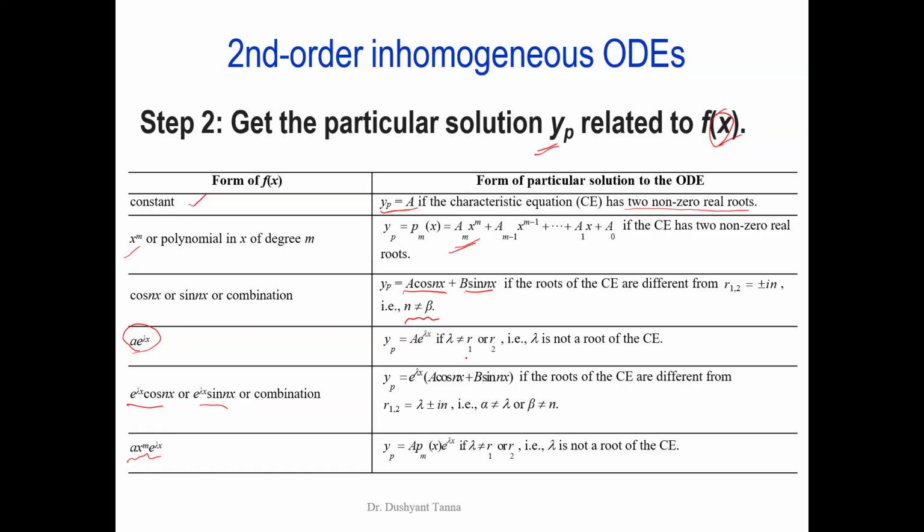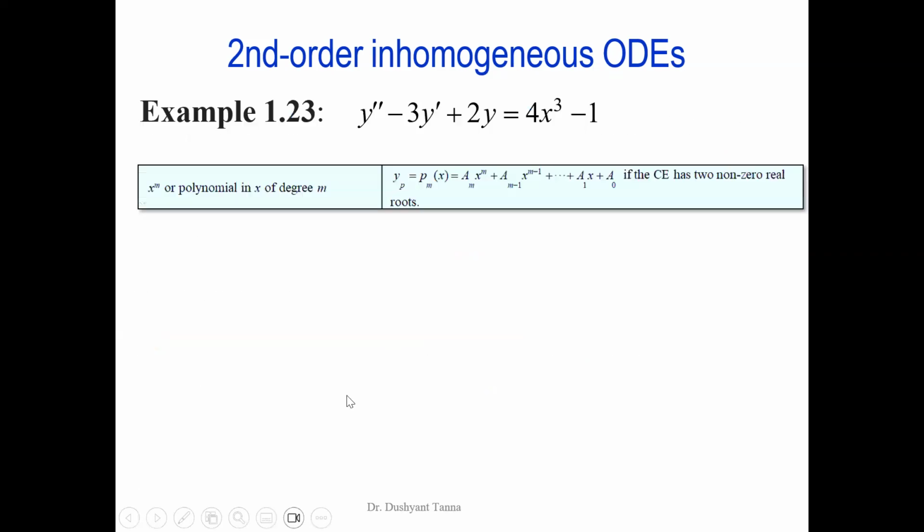For e lambda x, then yp is A e to lambda x. Of course, lambda should not be equal to any of the roots r1, r2 obtained in step 1. That is, lambda is not a root of the characteristic equation. What happens if it is? Again, we'll look at that later on. yp, if it is like this, e raised to lambda x, A cosine n x plus B sin n x. And again, the roots are lambda plus or minus in, right? Are different from this. So lambda is not alpha, n is not beta. yp is A P_m(x) e raised to lambda x. Lambda is not r1, lambda is not r2. Therefore, lambda is not a root of the characteristic equation. Okay. Let's look at some examples.